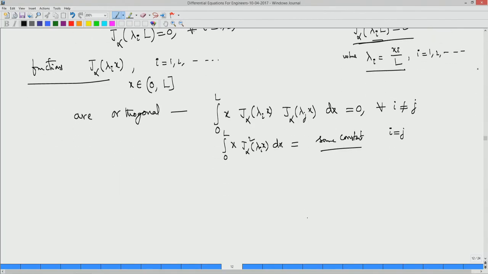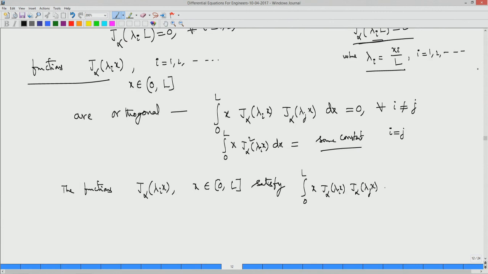So, we will first prove the first part. I write it as a result: the functions j alpha of lambda I x, when x belongs to 0 to L, are orthogonal, that is, they satisfy the integral from 0 to L of x times j alpha of lambda I x, j alpha of lambda j x dx equal to 0 for every I not equal to j, where alpha is fixed and L is fixed.